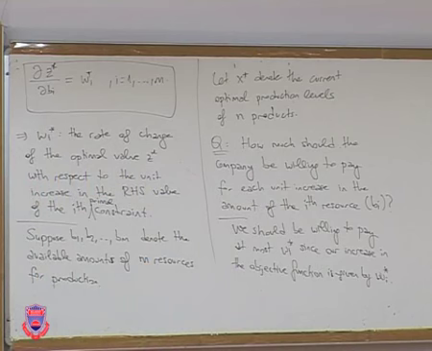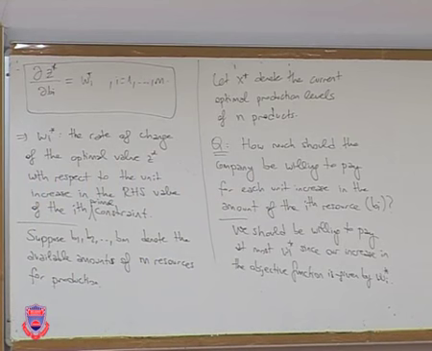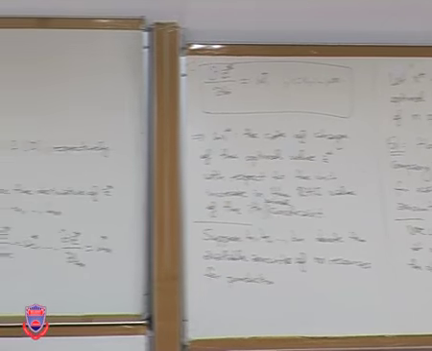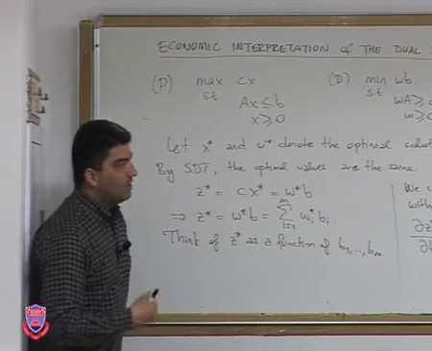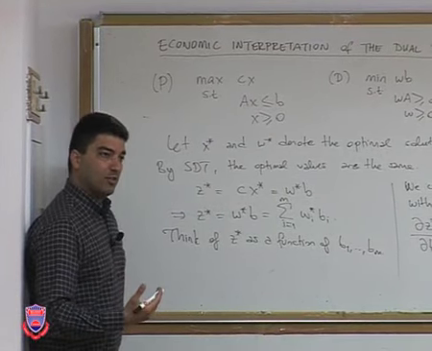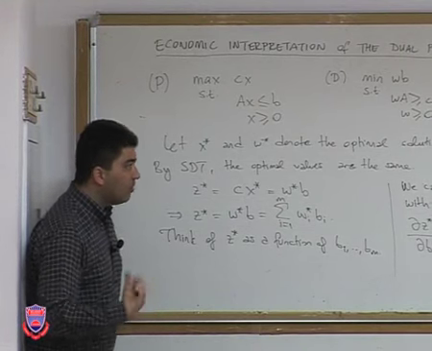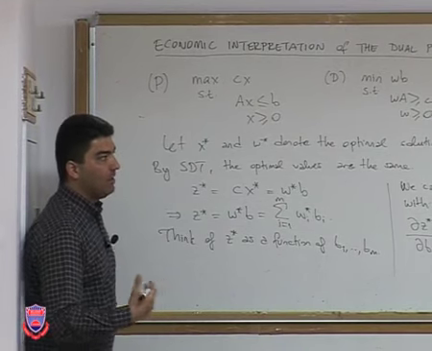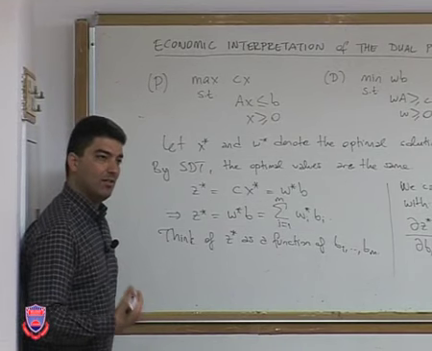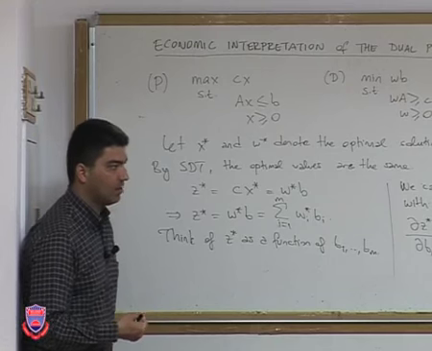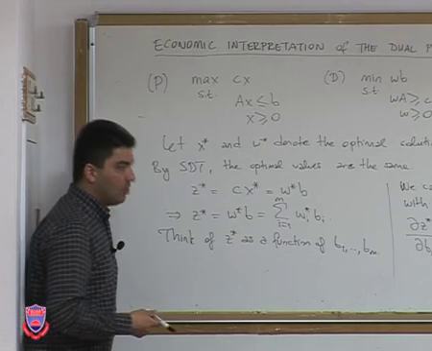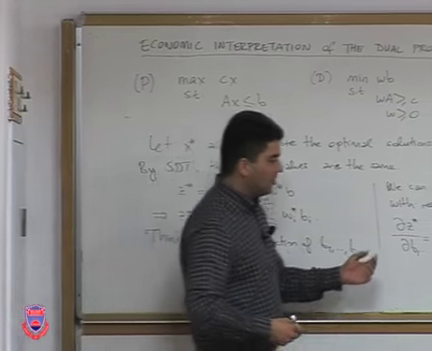So in other words, if I increase the ith resource by 1 unit, then my objective function value will increase by wi star units, okay? And if I pay less than wi star, of course, then my net gain will be positive. If I pay more than wi star, then my net gain will be negative, so it doesn't make sense to pay that much for increasing that resource, basically.